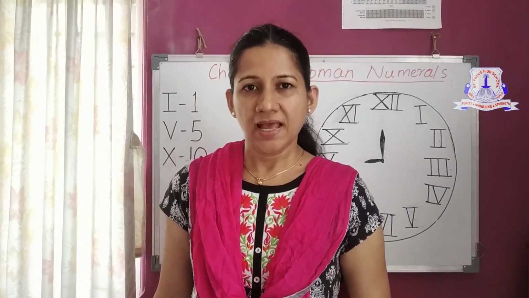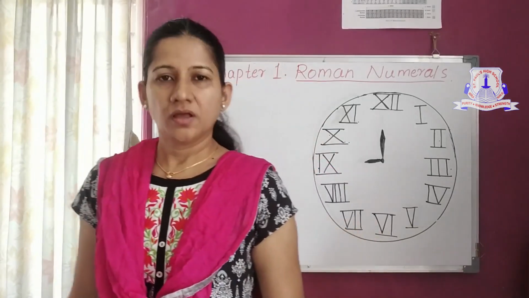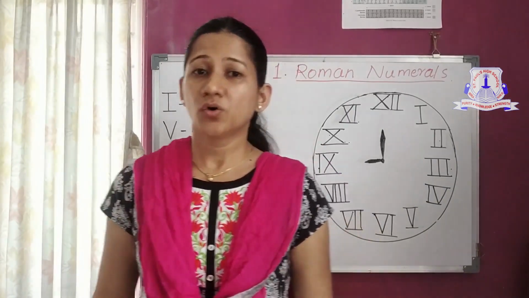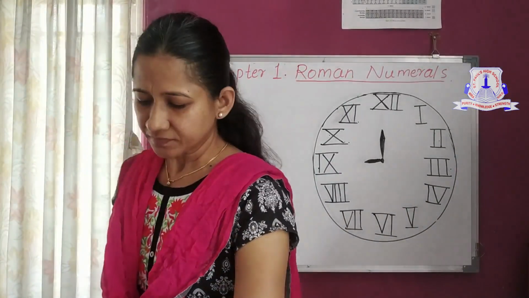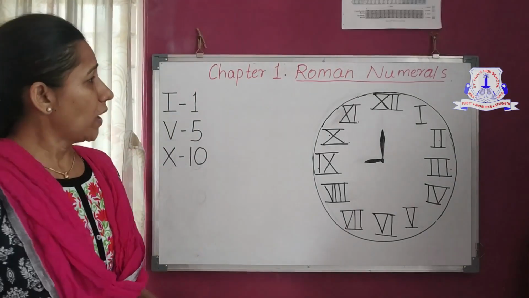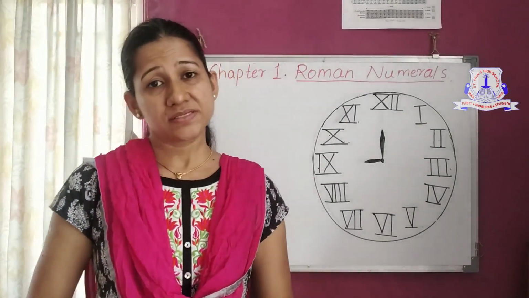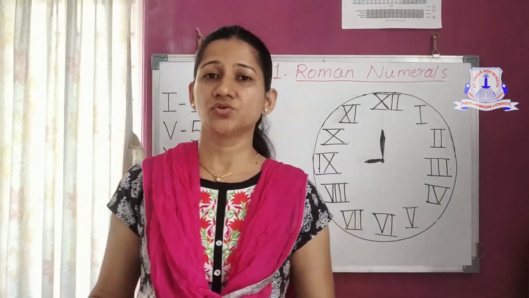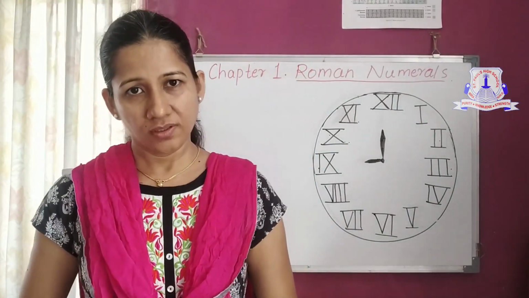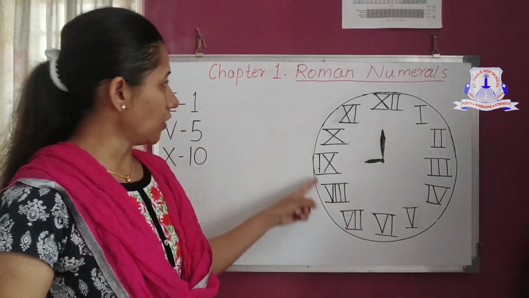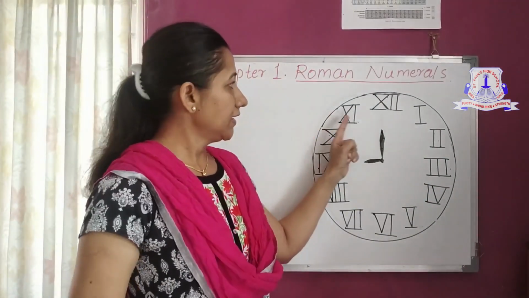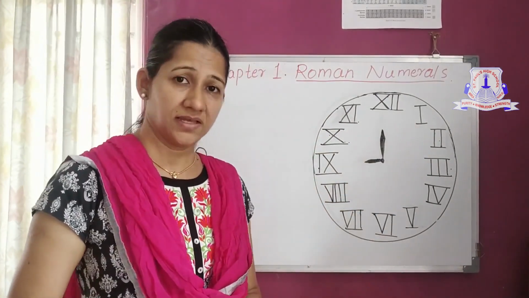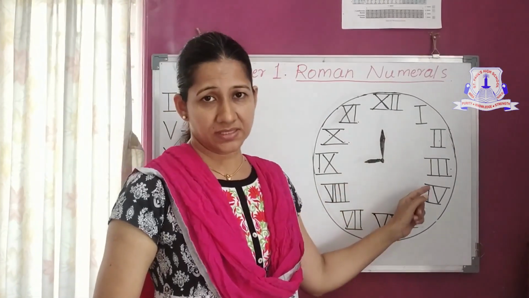Today I will be starting chapter 1 from part 1, that is Roman numerals. Now students, you are quite aware of writing numbers. In your earlier standards, you have studied writing numbers like 1, 2, 3, 4 and so on. But here, on this clock, the numbers are represented by some symbols. We will be studying what these symbols actually are.